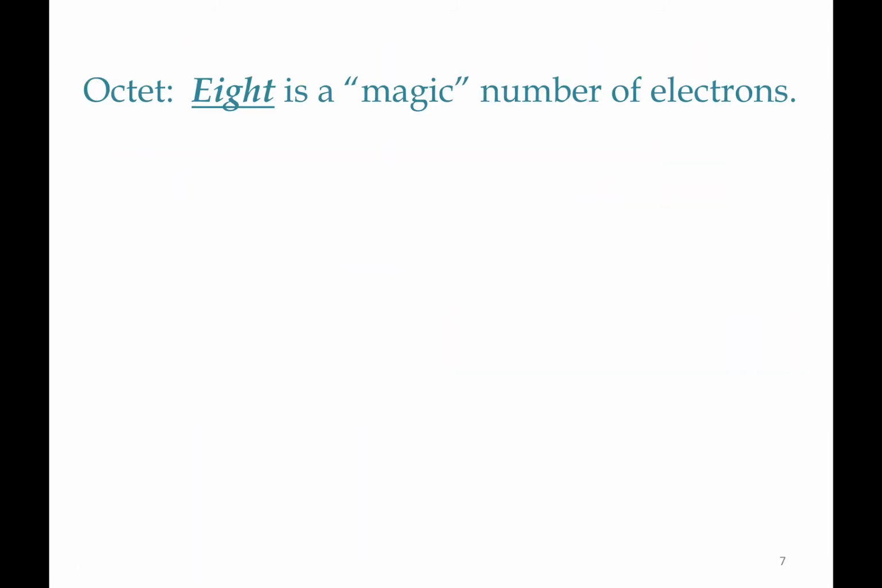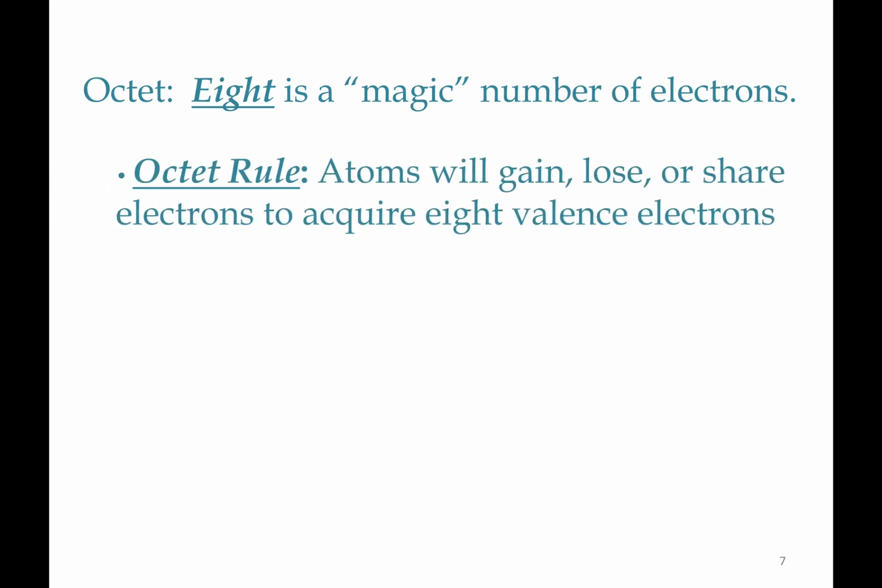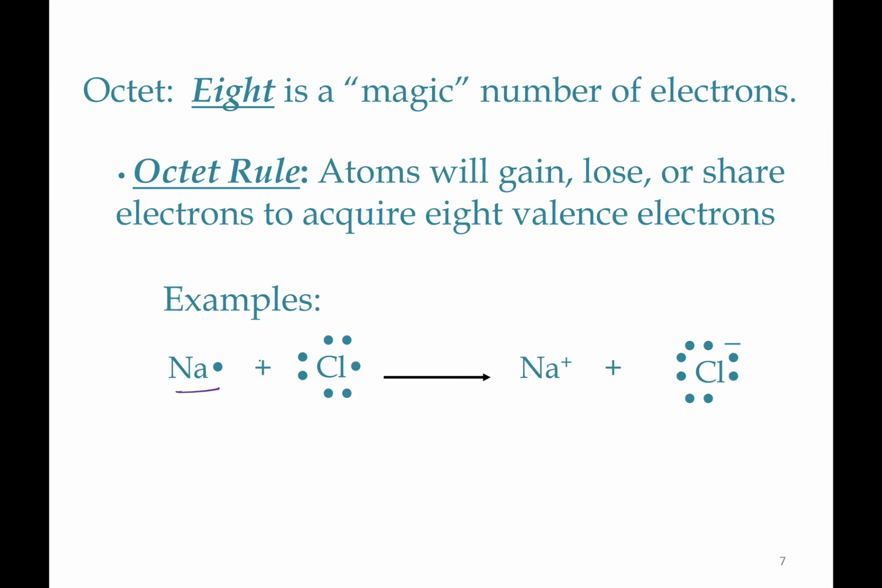8 is the magic number that we're going to be looking for, for everything that's greater than helium. So octet rule, octet 8. Atoms are going to gain, lose, or share electrons until they have 8 valence electrons. For example, this is sodium, this is chlorine. Sodium is going to lose an electron to become the sodium ion, and chlorine gains the electron to become chloride, so now we have sodium chloride.